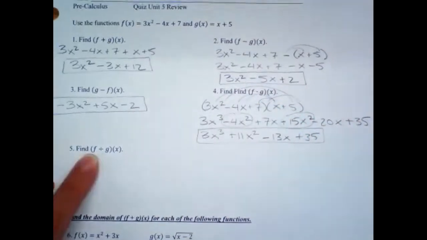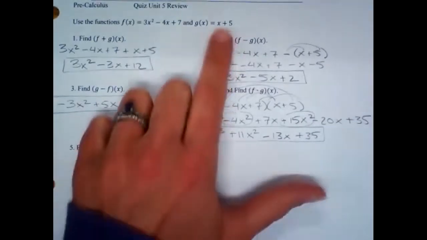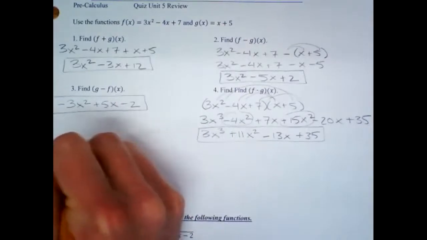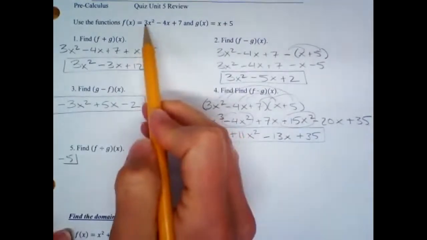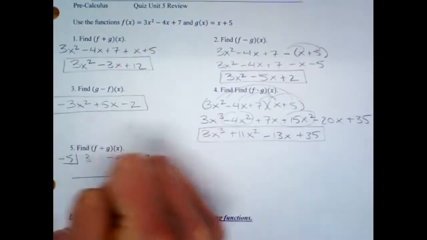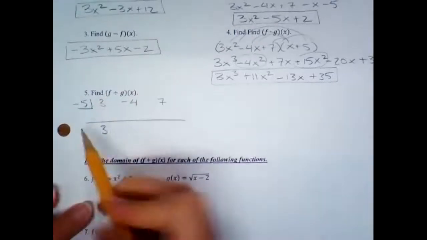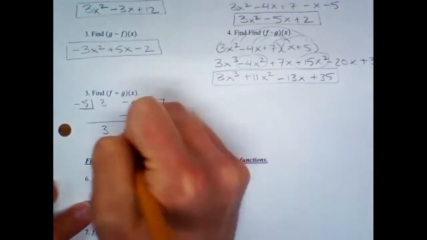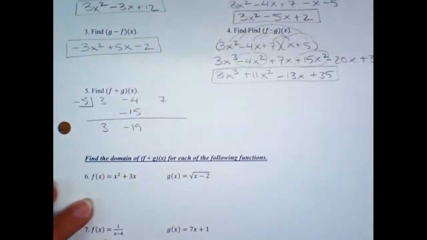And then for the division and synthetic division, what number is going to go in the little box? Negative 5. And then your countdown is 3, negative 4, 7. Bring down the 3. We're going to multiply, add, multiply, add. So this will be negative 15. Add to get negative 19.